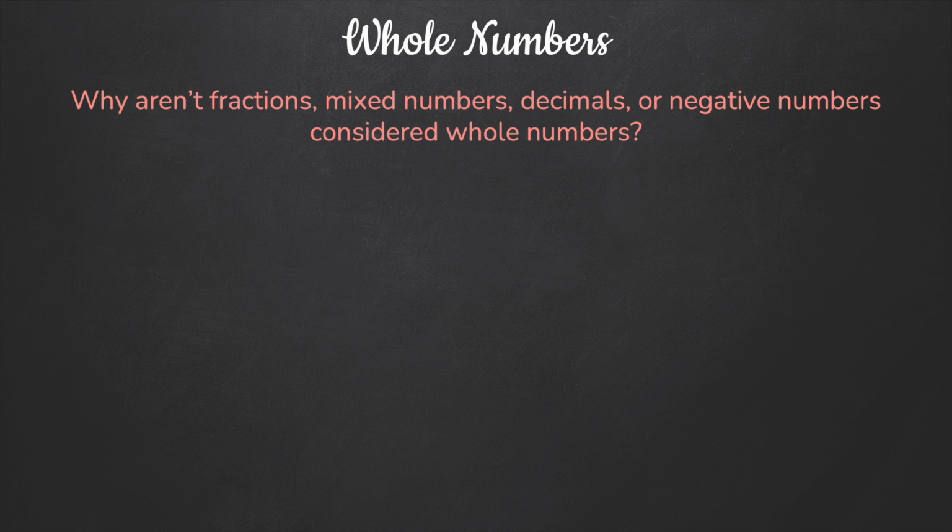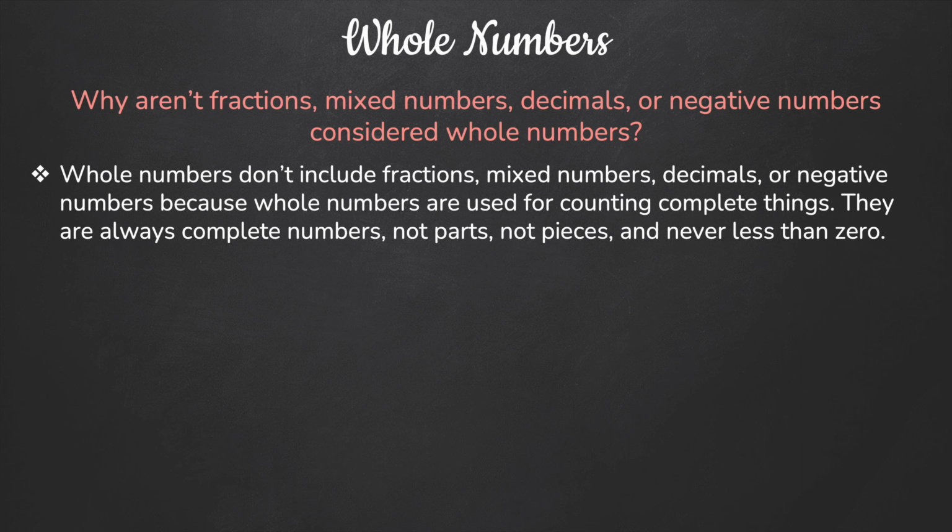Why aren't fractions, mixed numbers, decimals, or negative numbers considered whole numbers? Whole numbers don't include them because whole numbers are used for counting complete things. They are always complete numbers, not parts, not pieces, and never less than 0.